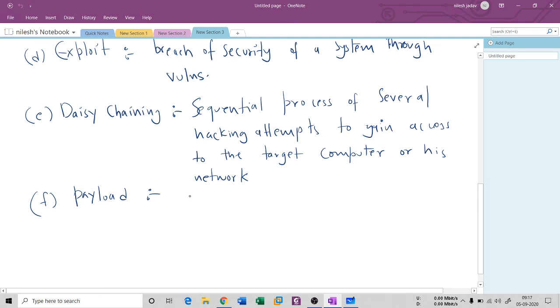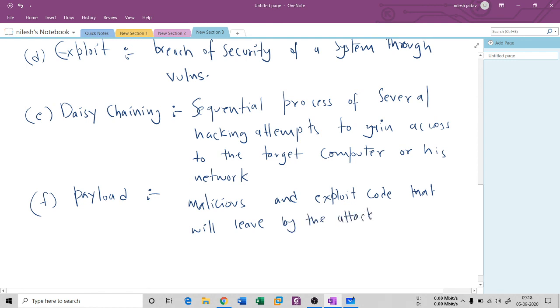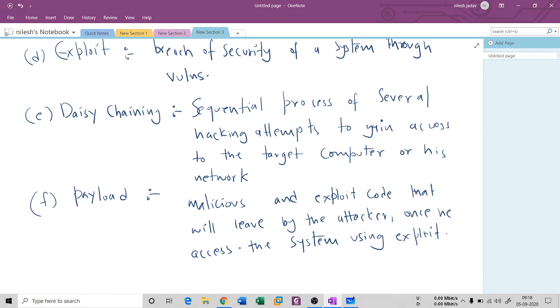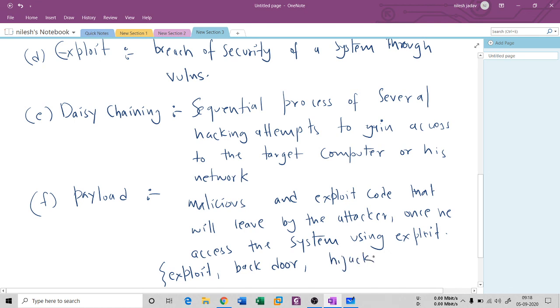So payload refers to a malicious and exploit code that will be left by the attacker once he accesses the system using an exploit. The payload could be any kind of exploit, any kind of backdoor, any kind of hijacking, and any kind of malware or something, right? This is the payload that he is going to put there.